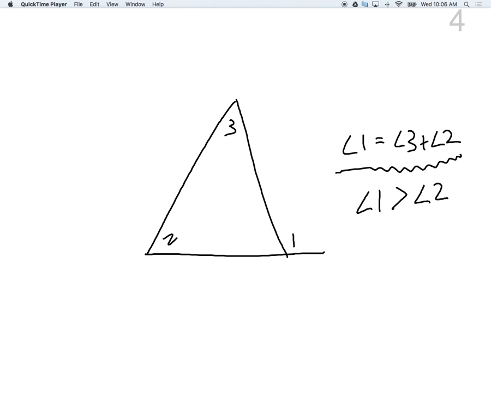What's the relationship between angles 1 and 3? 1 is greater than 3. What is bigger than 3? 1. Okay. What's the relationship between angles 2 and 3?